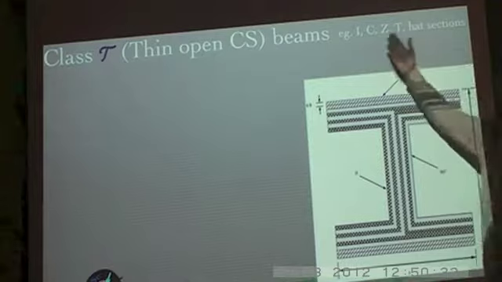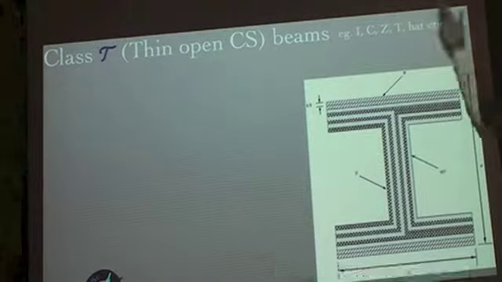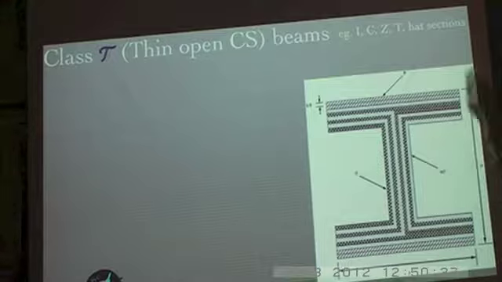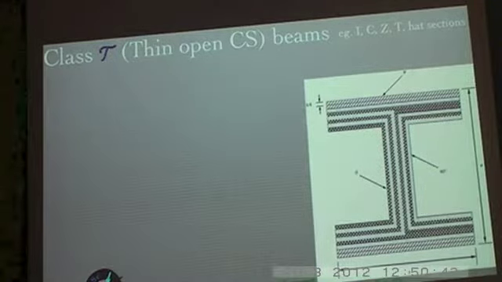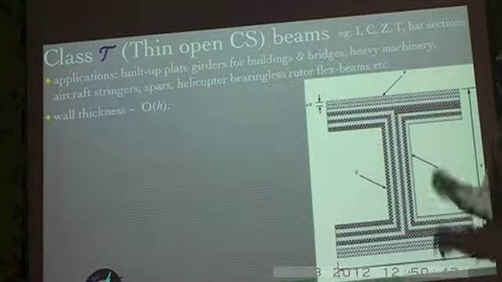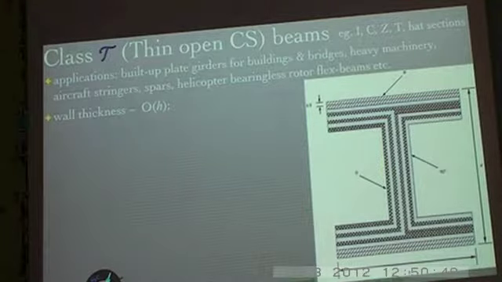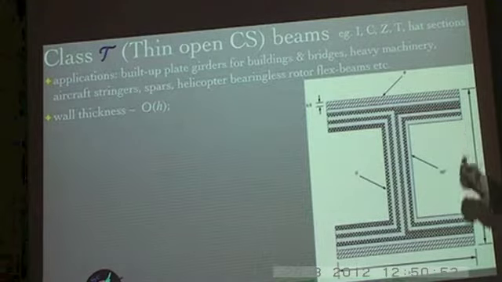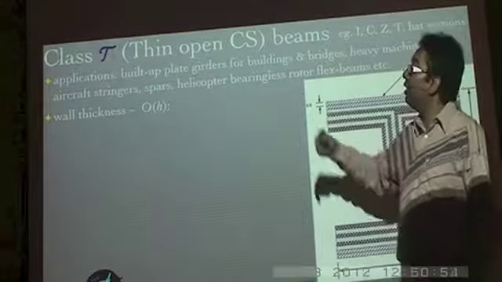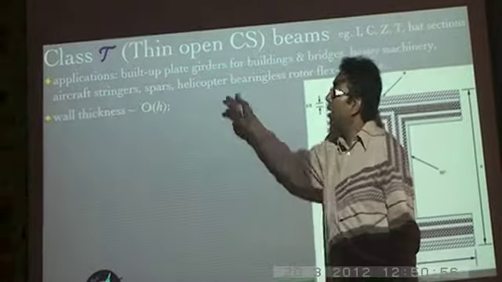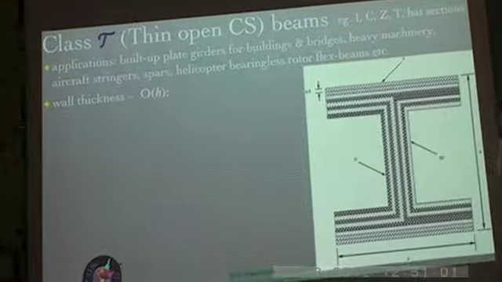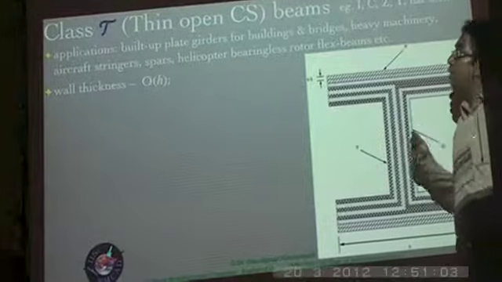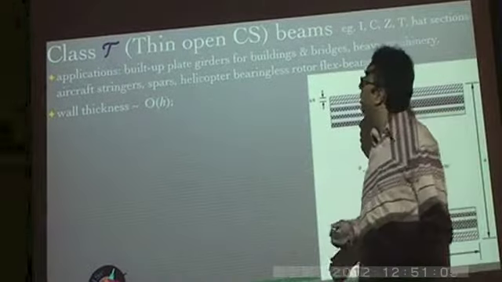So examples would be, other than I, channel sections, Z sections, T sections, and hat sections, which are all commonly used. Applications, of course, are built-up plate girders for buildings and bridges in civil engineering, and heavy machinery in mechanical engineering. In aerospace engineering, you could have aircraft stringers, spars, and helicopter bearingless rotor flex beams. All of these situations have to be modeled as thin-walled open cross-section beams.